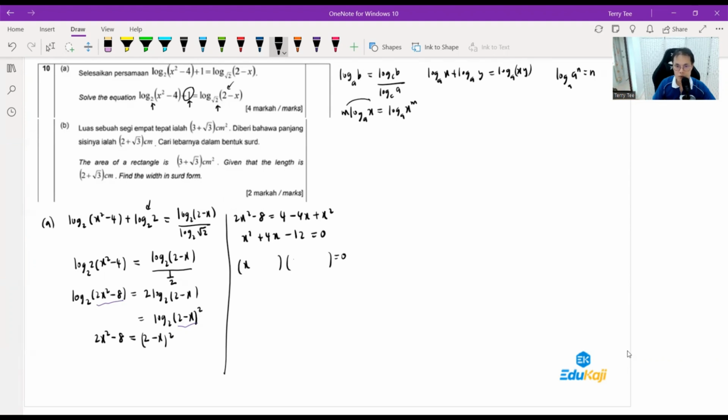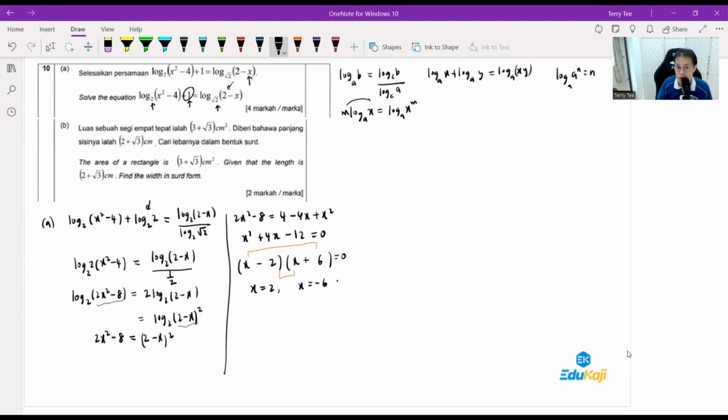So from here, let's factorize with double brackets. Factors of 12 to get 4, I should use 2 and 6, right? I want 4, so this is 6, this is 2. The bigger number 6 is a plus, the smaller number 2 is a minus. So x is 2 or negative 6. When it comes to solving equations involving logarithm, you always have to double check your final answer whether it is valid or not.